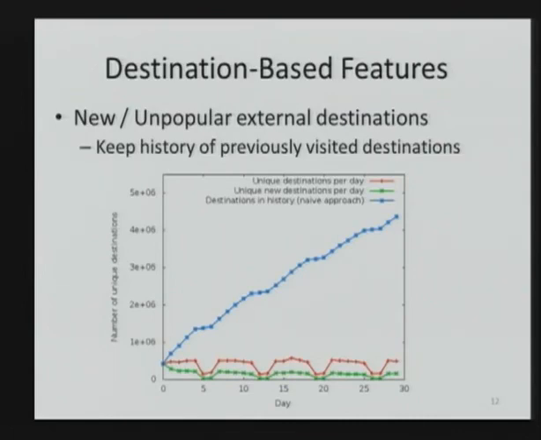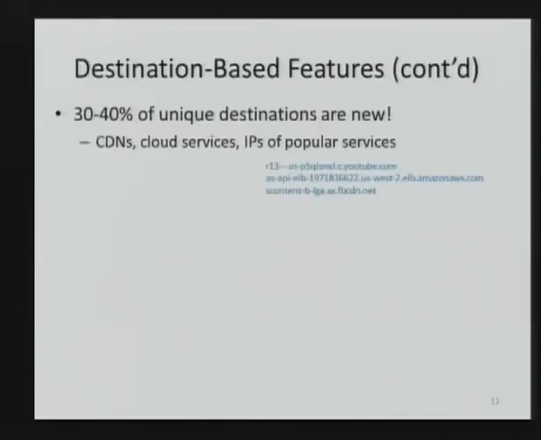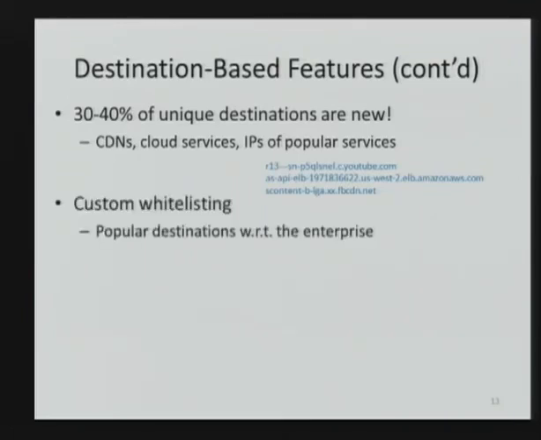So what are these new destinations? Well, it turns out that a lot of them are associated with content delivery networks or cloud services that often use these random-looking strings as subdomains, like in that example. Some of these new destinations are also just IP addresses belonging to popular services like Google or Facebook. So clearly, to make our approach scalable, we need to come up with some data reduction techniques. And the first thing we did here was to create a custom whitelist to filter out destinations that are popular with respect to our enterprise.